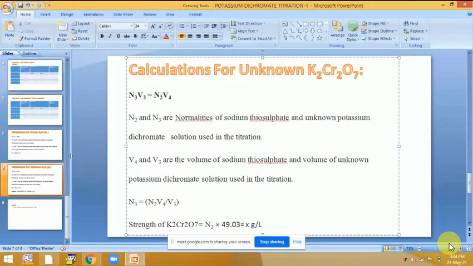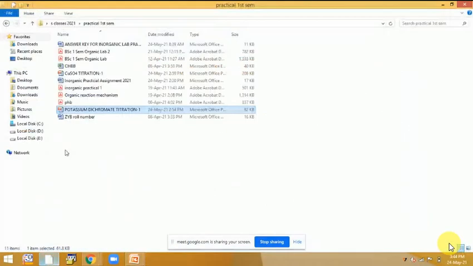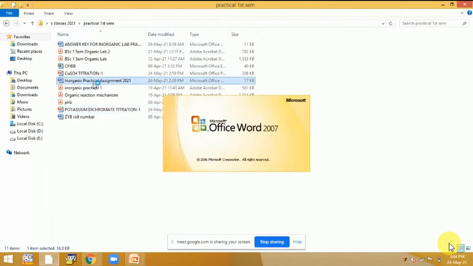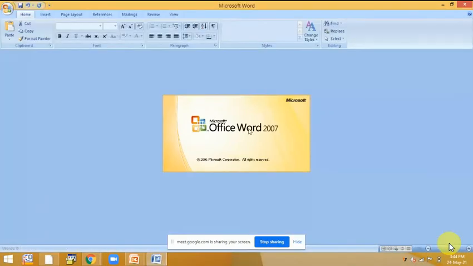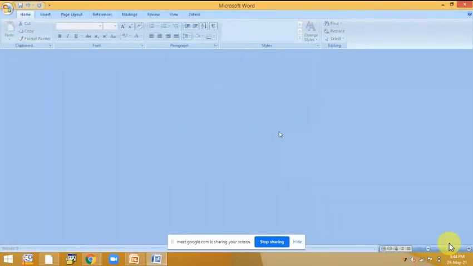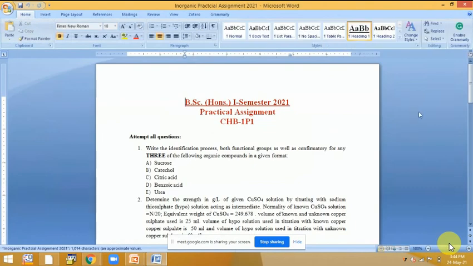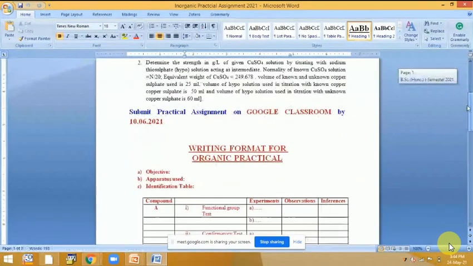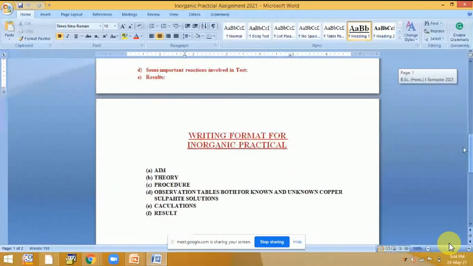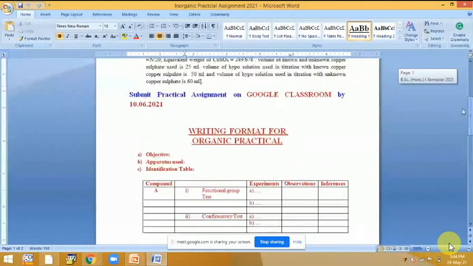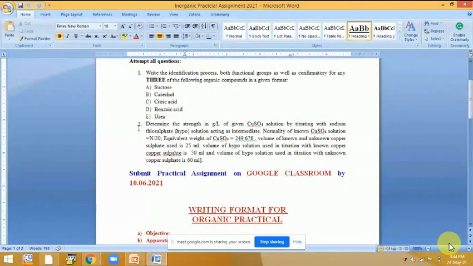Now I want to share the assignment with you so that you can easily understand. This is your assignment for practical. I am discussing the inorganic part here. You see this one. See the second one.